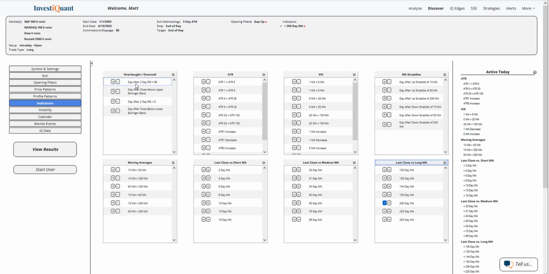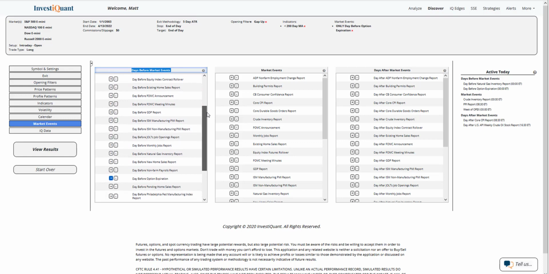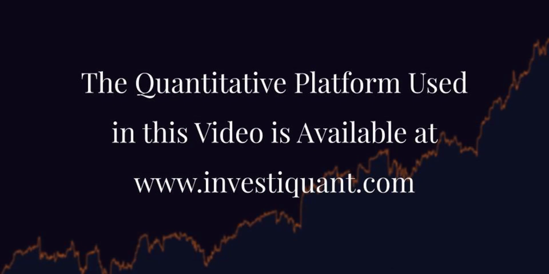So we're just using one here today, and then I'm going to go to the market events. I'm going to say that today is the day before option expiration. Let me go ahead and click on that. Now that has been included in the test. It comes from our day before category here, somewhere in here. There it is, down here. Now I can click view results.